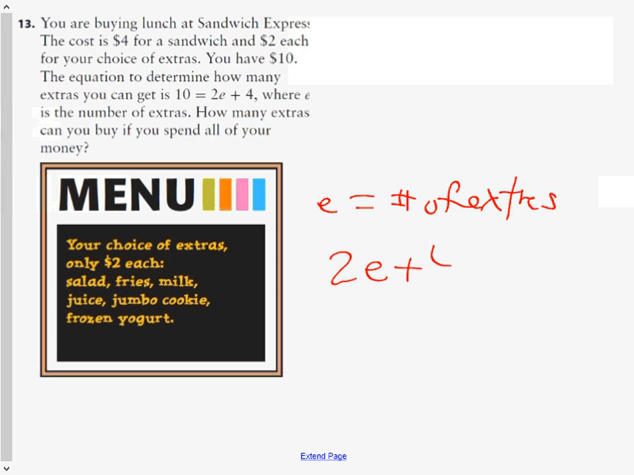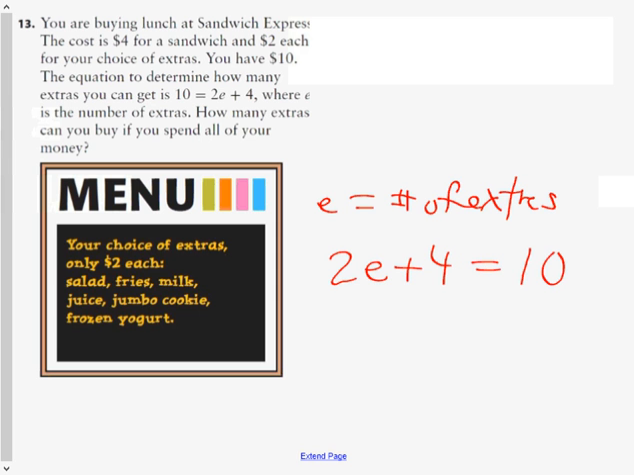Plus, why is the 4 there? The 4 is there because regardless of how many extras you buy, the cost of that sandwich is $4. So it does not change with the number of extras. That $4 is the price of the sandwich and nothing on it. And to that, you will always add 2E, or 2 multiplied by the extras. And if the cost can be $10 exactly, the equation that models it is this.